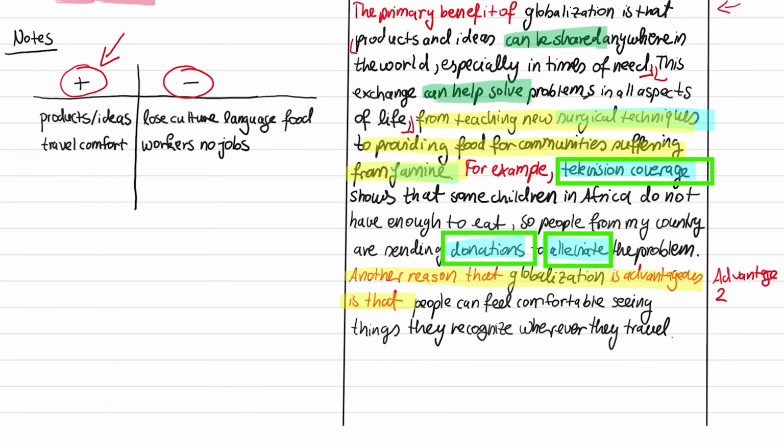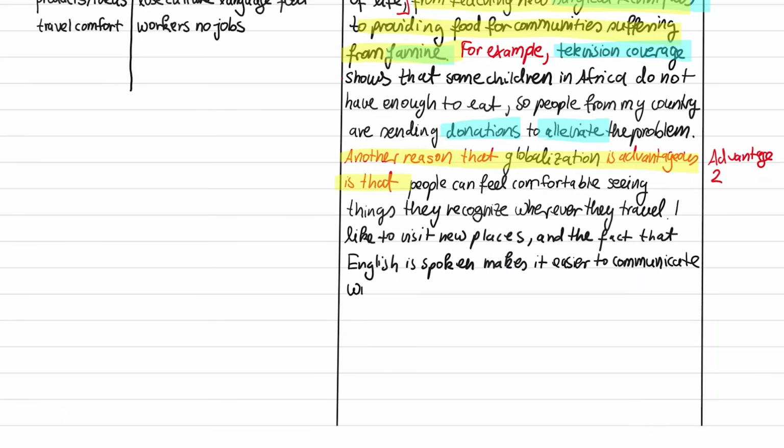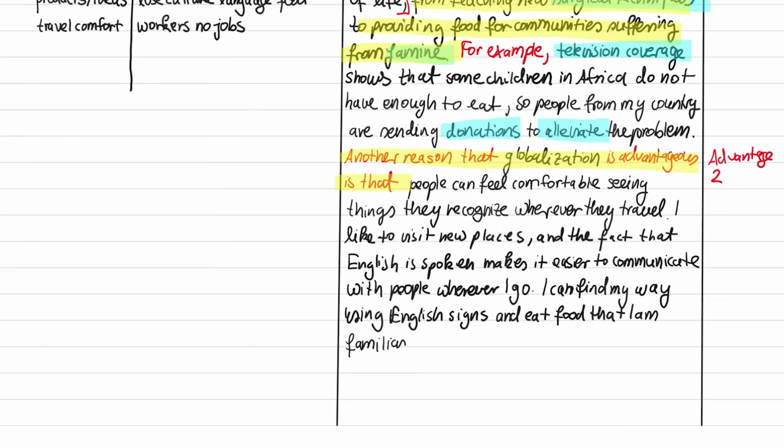Always remember to show the IELTS examiner that you have a wide vocabulary, because this will make your band score go up. Now, let's give a personal example for this advantage. I like to visit new places, and the fact that English is spoken makes it easier to communicate with people wherever I go. I can find my way using English signs and eat food that I am familiar with.